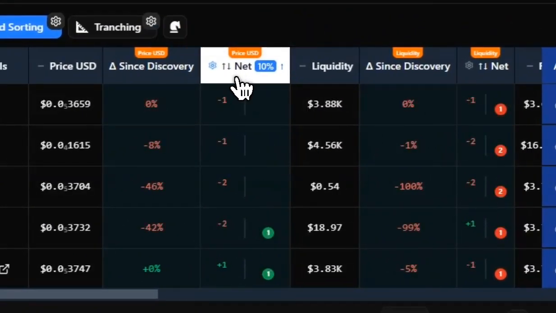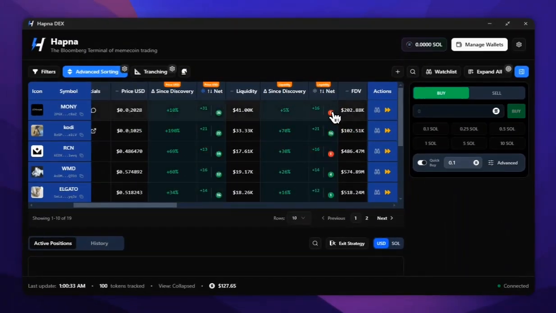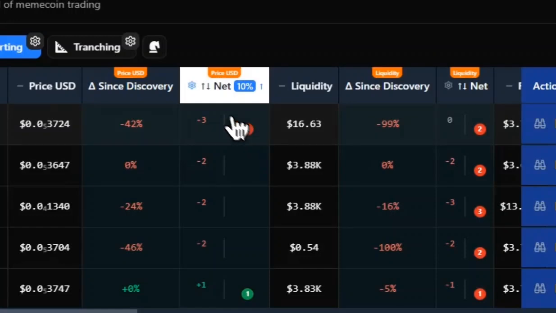Let me switch the sorting here, and you will see it just like this. One moment. See it? Right there.